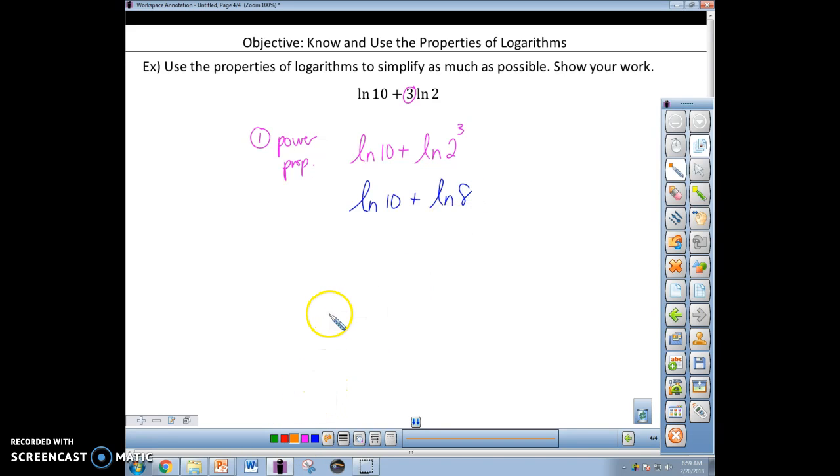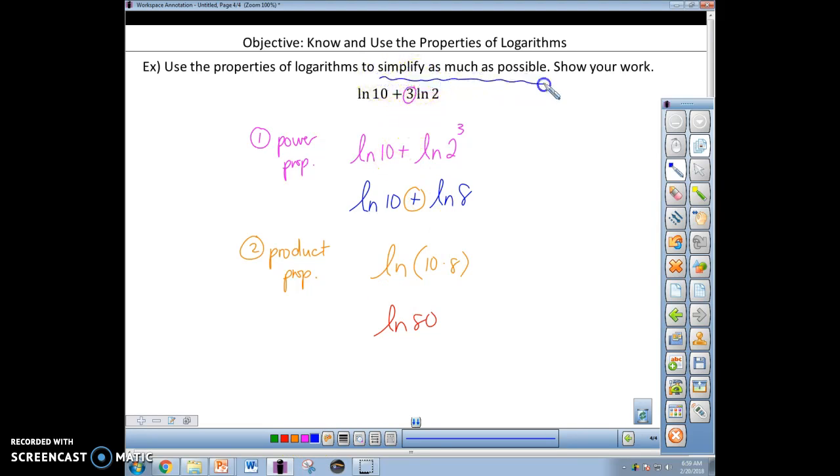Then again, we move on to the next set of properties, which together are the product and quotient properties. And recognizing that this plus sign right here tells us we should now use the product property of our logarithms. And so we rewrite this now as a single logarithm of base e, so a single natural logarithm with a new argument that's the product of the original arguments of 10 and 8, which now then gives us the natural logarithm of 80.